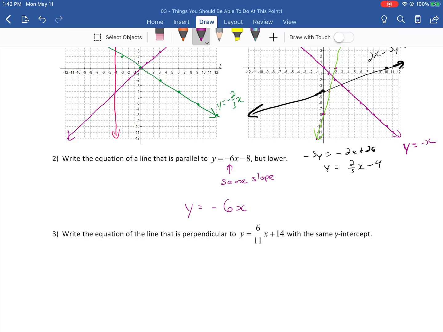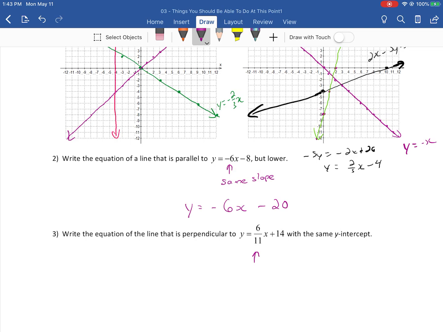Now, when they say lower, I've got lots of choices. I've got lots of available answers. There's some wrong answers. I can't use anything higher than negative 8. So anything lower than negative 8 is going to work here for lower. So I'm going to go negative 20 just to exaggerate that I see that it's lower.